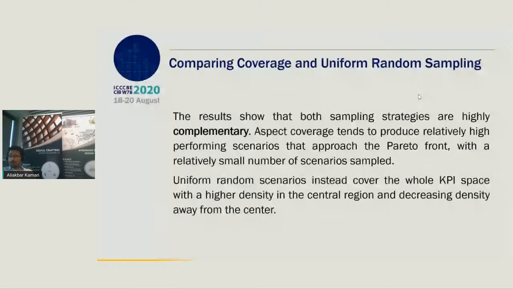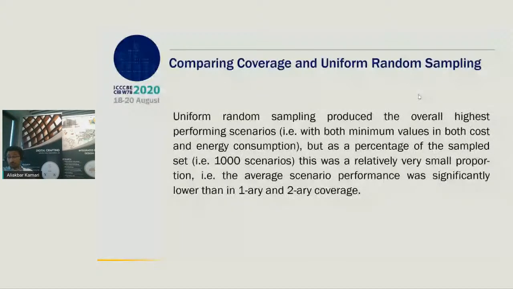As a comparison between the 2 sampling methods we have used, the results show that both strategies are highly complementary. Aspect coverage tends to produce relatively high-performing scenarios that approach the Pareto front with a relatively small number of scenarios sampled. Uniform random sampling, on the other side, covers the whole KPI space with a higher density in the central region and decreasing density away from the center.